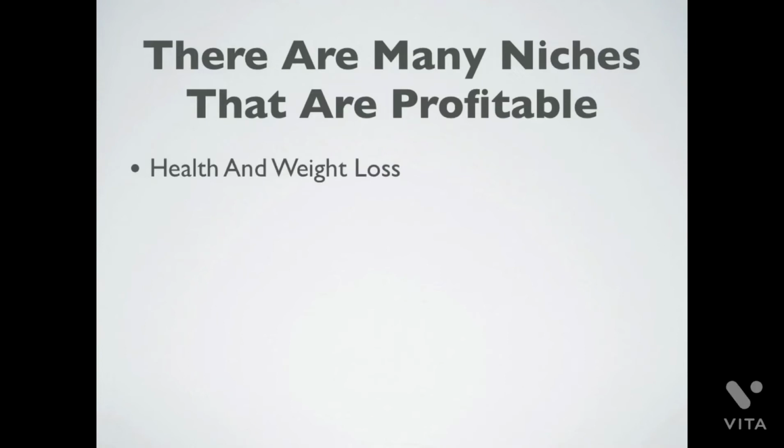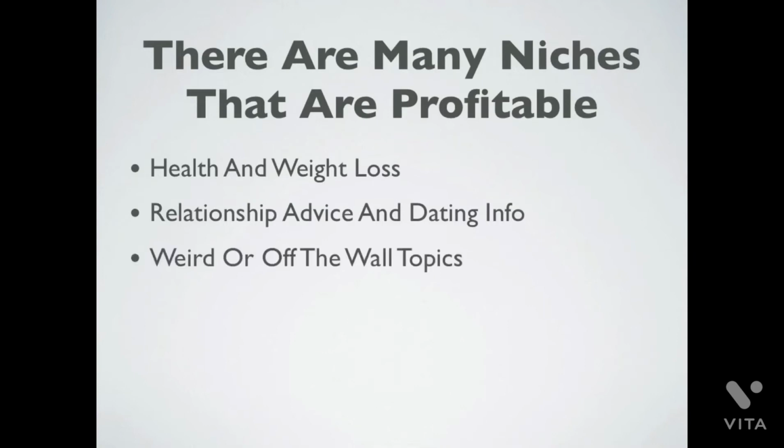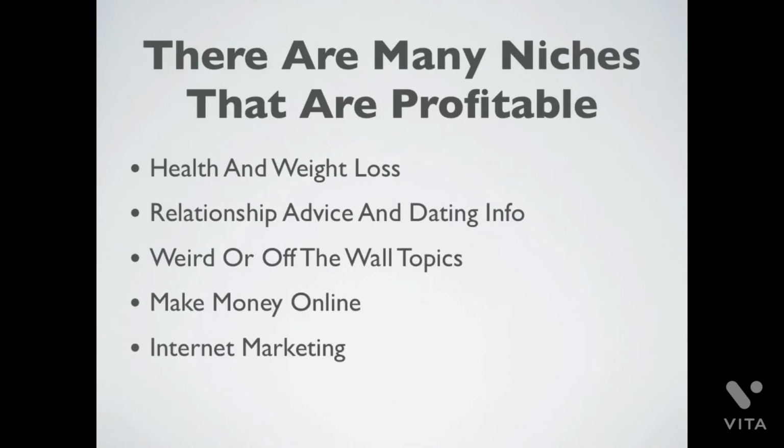And they are health and weight loss, relationship advice and dating info, weird or off-the-wall topics, that was like generating power and end of the world type of stuff, make money online, and internet marketing, okay? Those are really the top 5 or 6 niches that you're going to want to make sure that you're in.